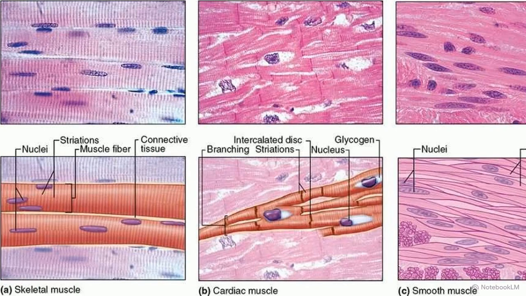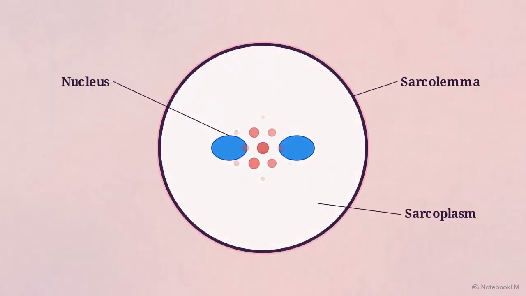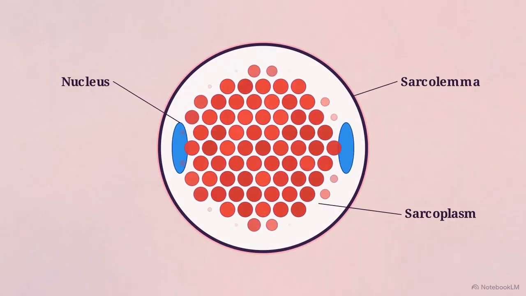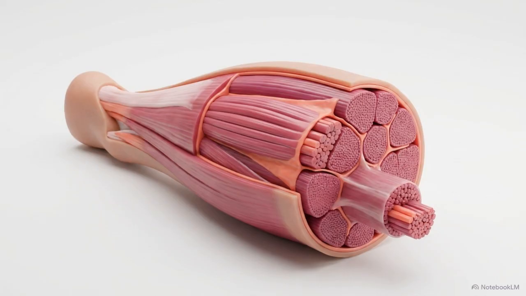To maximize space for contractile proteins, their multiple nuclei are displaced to the extreme periphery, flattened directly against the sarcolemma. This arrangement allows the fiber to pack its cytoplasm with myofibrils, enabling the strong, quick, and strictly voluntary contractions required for skeletal movement. The highly ordered cellular structure of skeletal muscle is specialized for rapid, massive force generation.